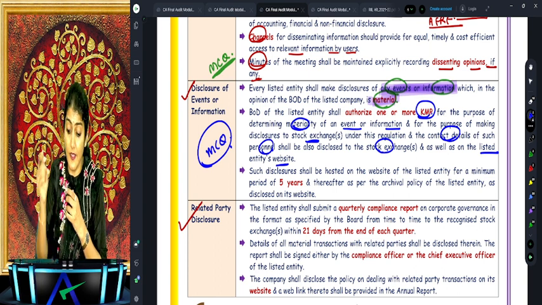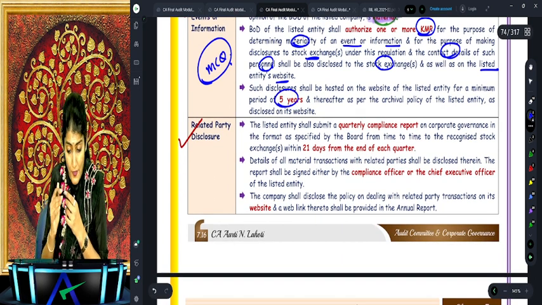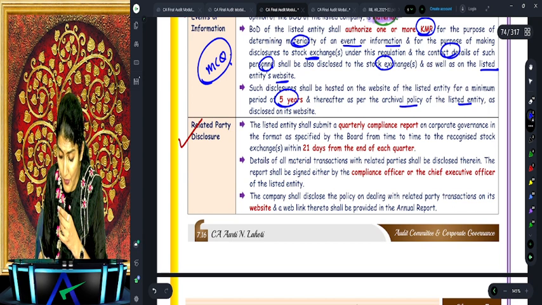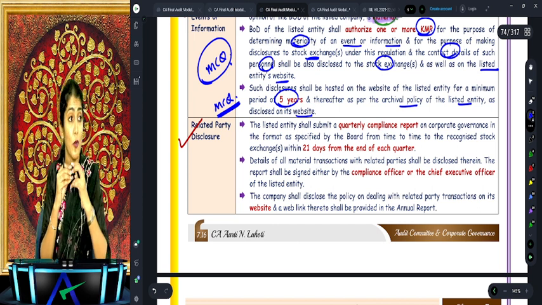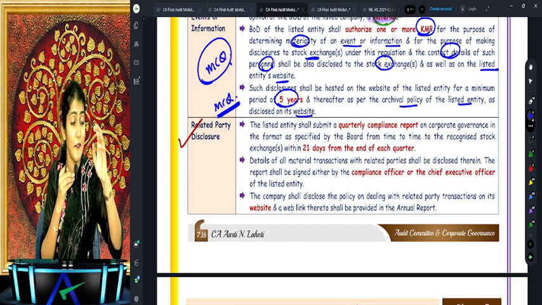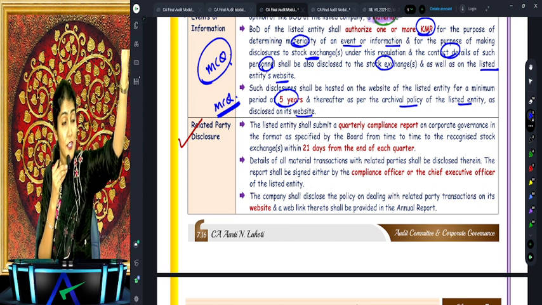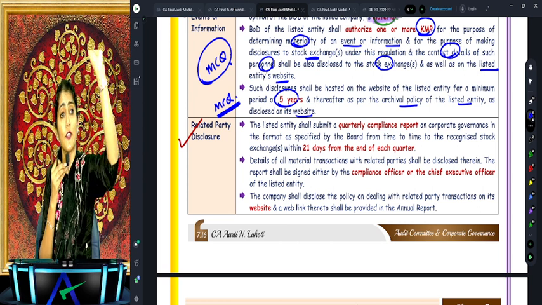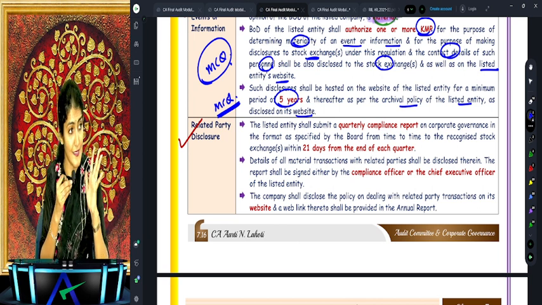Yes. And such disclosure has to be given on the website for a period of 5 years, and thereafter as per the archival policy of the listed entity as disclosed on the website. So again, 5 years is an MCQ, because normally we know books of account 8 years, normally we know audit documentation 7 years. Here disclosures of the events or information, for how long you'll keep that information on your website? You'll keep it for 5 years. Are you understanding that, everyone?